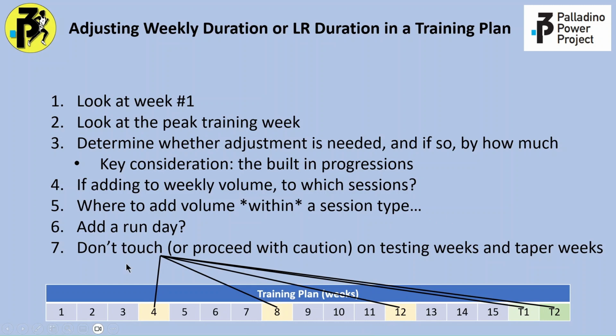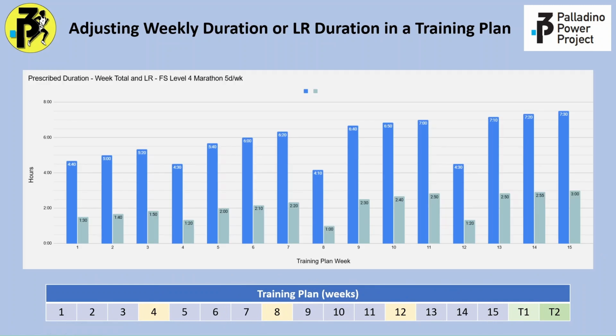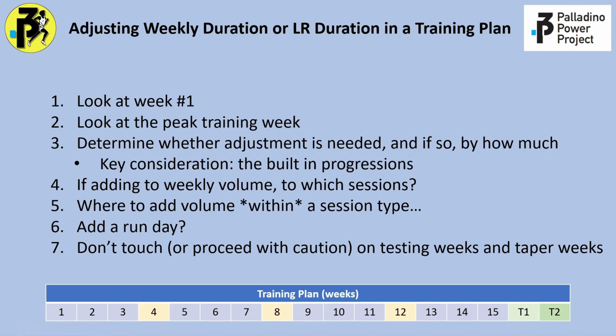If you're modifying duration, do it here on all the training weeks. So, again, I just have this to illustrate. This is a down week. That's a testing week. Week 4, week 8, week 12. I didn't even put the taper weeks in here. Don't touch those. So there you have it. There's how you go about adjusting either weekly duration, long run duration, and or in a static training plan to get something that is more specific to what you like.